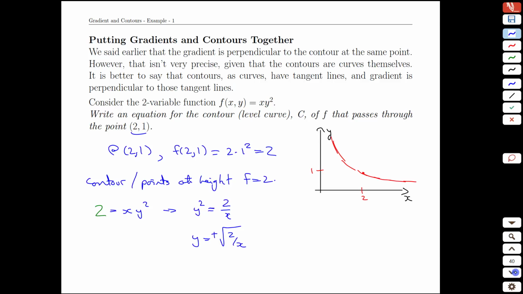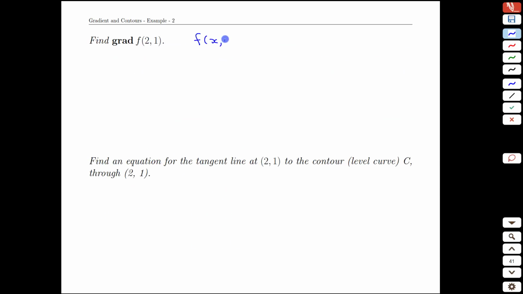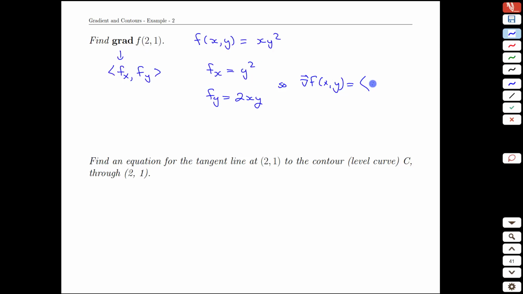Next, let's bring in the gradient. We have our function, which was x y squared. The gradient is equal to simply the package of the x derivative and the y derivative. Well, that means we need to compute those two derivatives. Taking the x derivative gives us y squared. Taking the y derivative gives us 2xy.